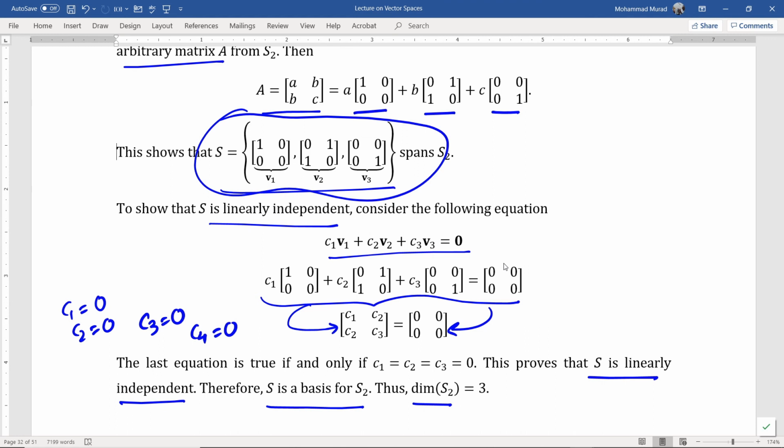In other words, the vector space of all 2 by 2 symmetric matrices is a three-dimensional vector space. On the other hand, the vector space of all 2 by 2 matrices with real entries is a four-dimensional vector space.